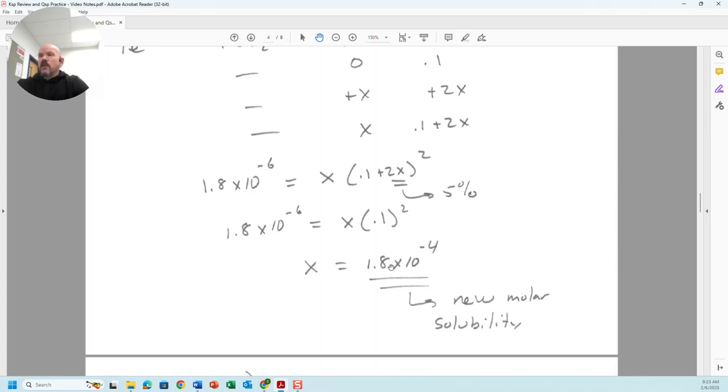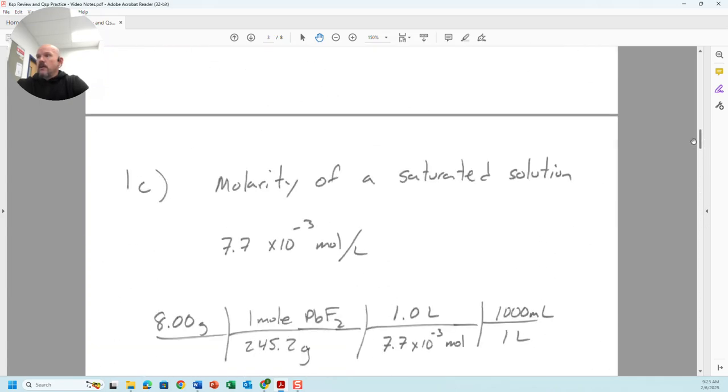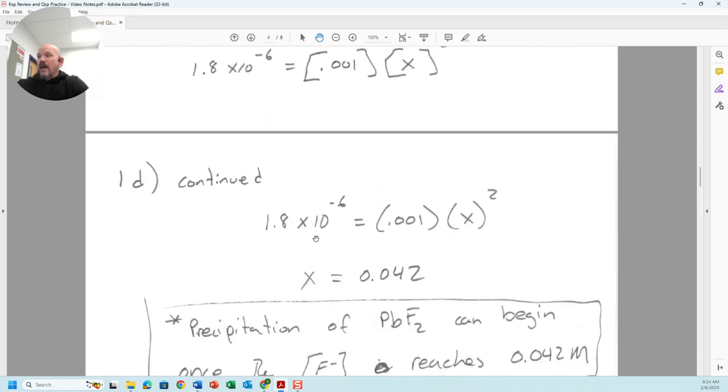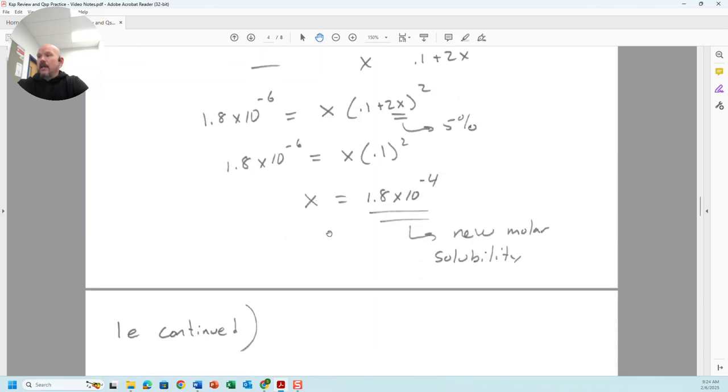So this is the new molar solubility, 1.8 times 10 to the negative 4. Let's compare that to the solubility in pure water, which was 7.7 times 10 to the negative third. Notice that when we had a little bit of extra fluoride already in our solution, the common ion, this is our new molar solubility. Now again, this isn't the answer to the part. This is the molarity of the solution, and now we have to do our dimensional analysis.